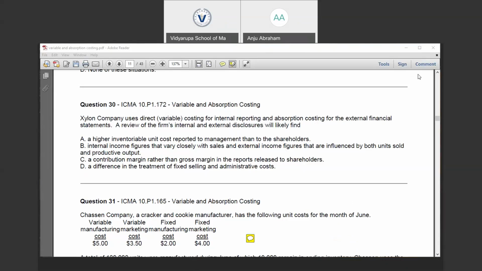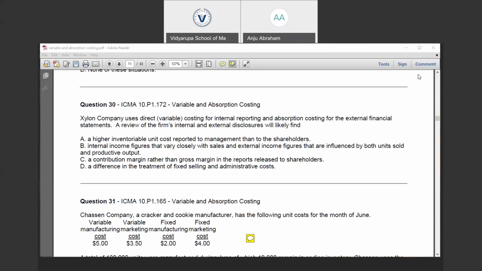Option D, a difference in treatment of fixed and administrative cost. So what is the main difference in variable and absorption costing? It is the difference in the treatment of the fixed manufacturing overhead. Fixed selling and administrative cost is not a manufacturing overhead, it is a non-manufacturing overhead. So can we find a difference in the treatment of fixed selling and administrative cost? Option D is the wrong answer. So go for option A, B, and C.